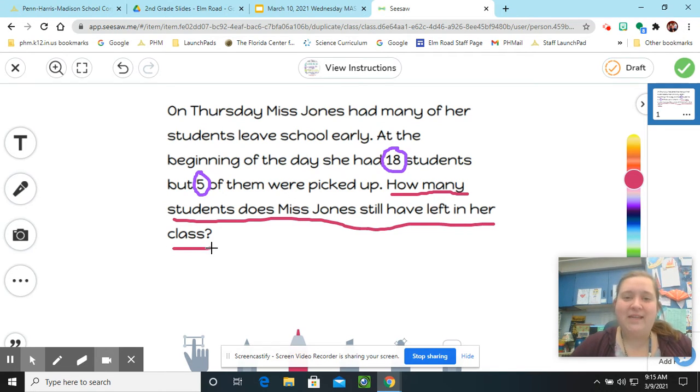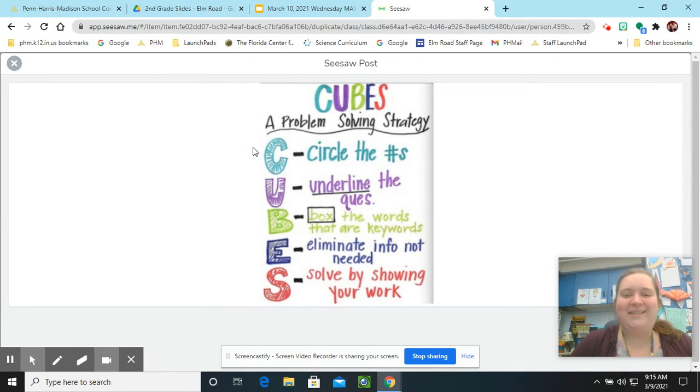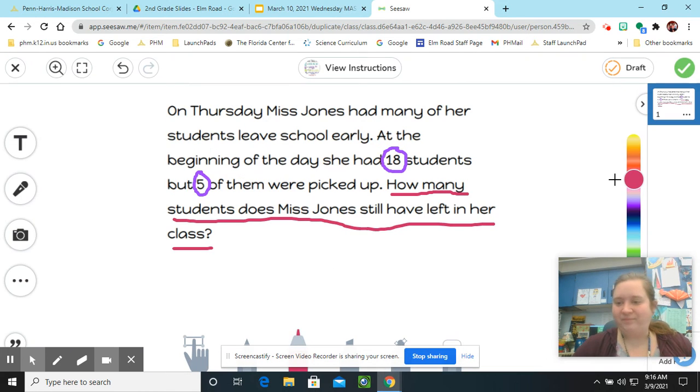So far we've done the C, which means circle the numbers in the story. We've also done the U part of the cubes strategy, and that is to underline the question. Okay, the next letter in the cubes strategy is the B. Now the B means that we need to draw a box, B for box, around the words that are key words. So words that tell you whether you need to subtract or add. So let's go back and see if we can find some of those words to box in. I'm going to use a different color for that as well.